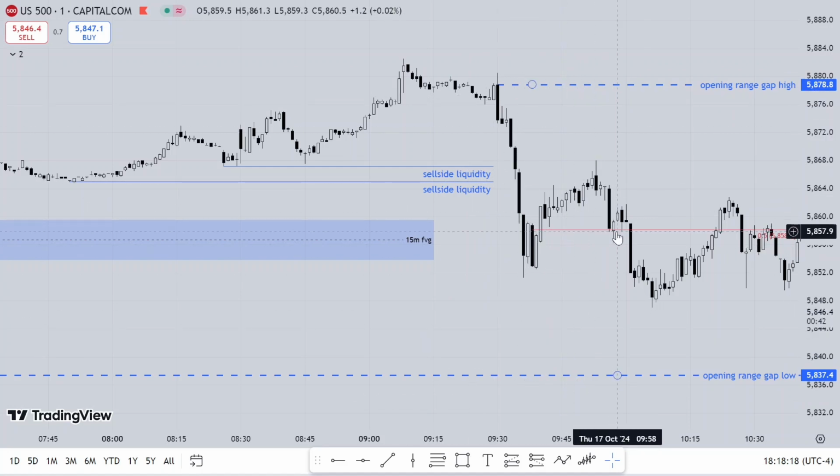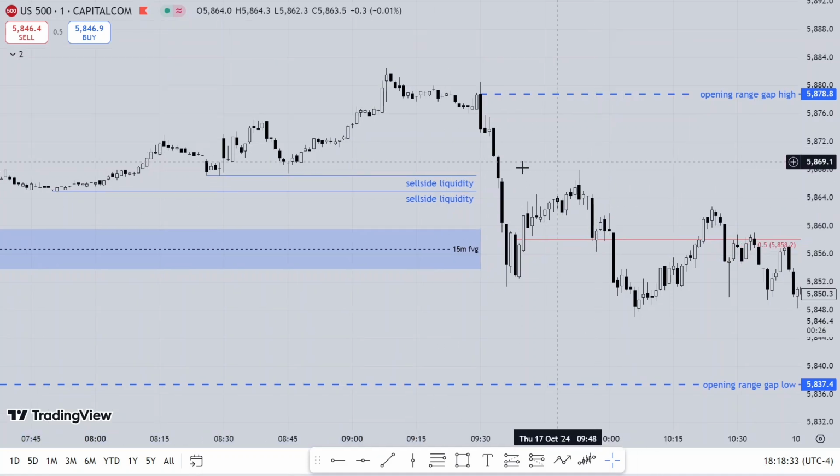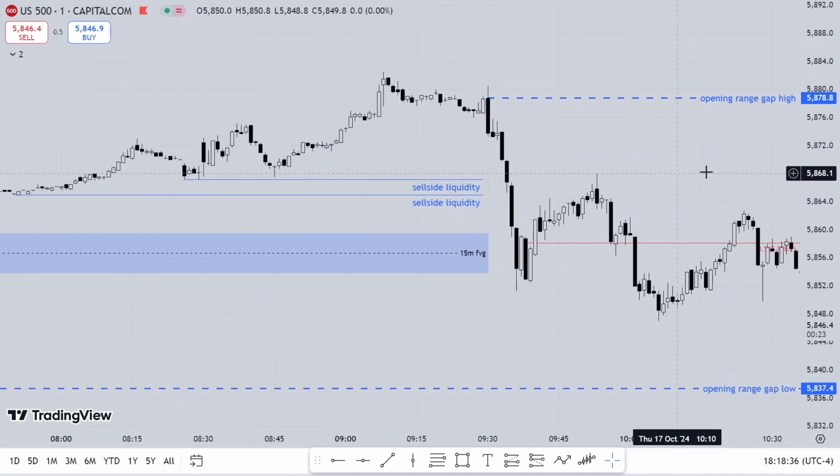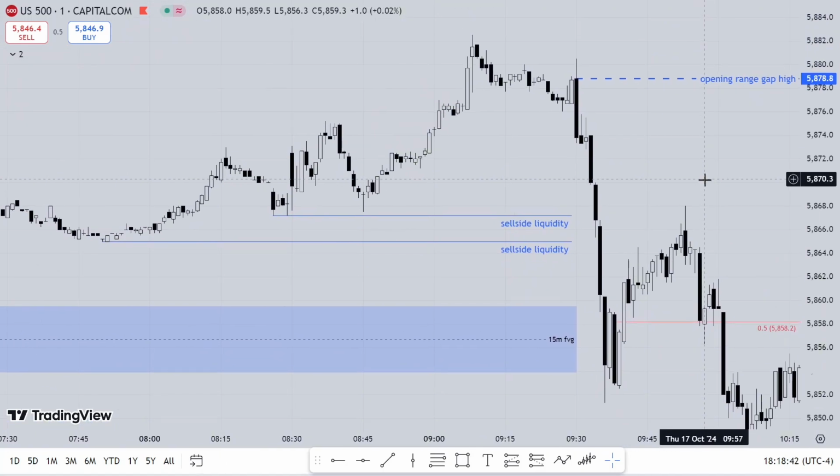That is your first target, because price is always likely to come to that opening range gap. And as you can see, the consequent encroachment of this opening range gap is coinciding with this liquidity, which is the 15-minute fair value gap here, right? For a higher probability trade setup, you'd want to have multiple points for taking partials, at least two liquidity pools. So you have this first sell side liquidity, then this second sell side liquidity before you get to your target. So this is already indicating the higher probability trade setup.